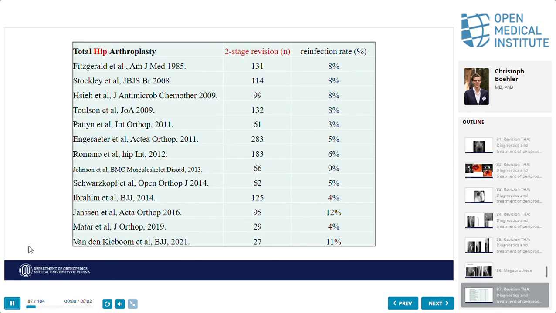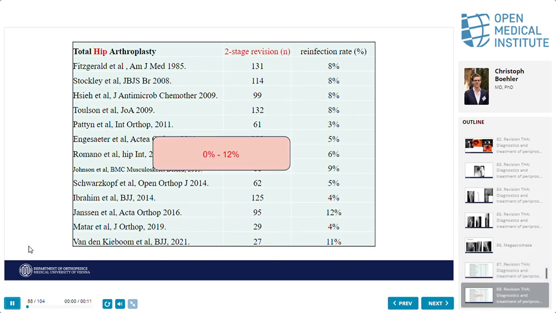The outcomes for the 2-stage revision, revision rates 0 to 12%. As I told you, this is underestimated. Reinfection rates also at our department are higher.